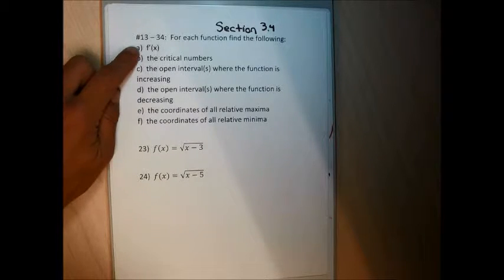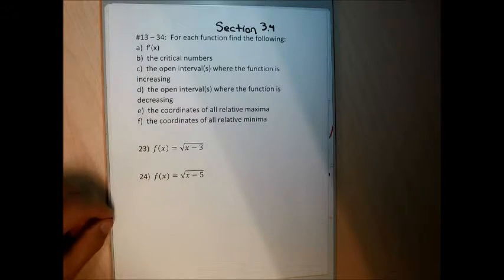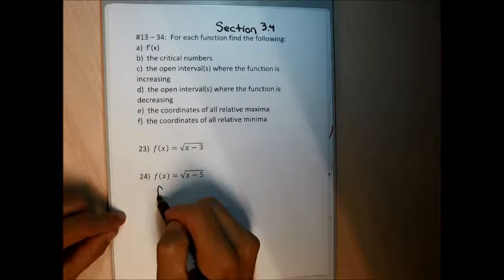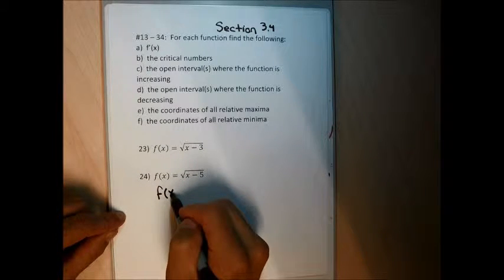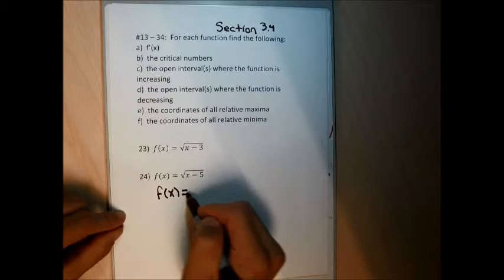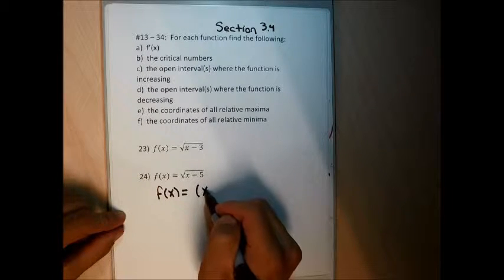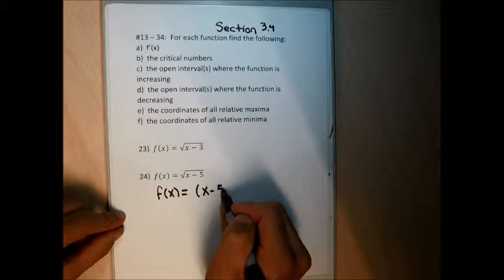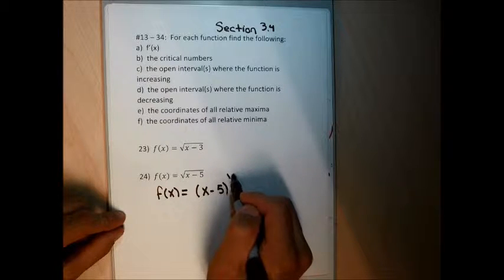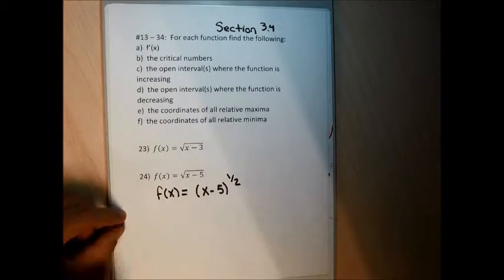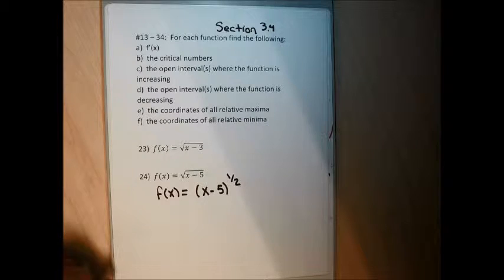Let me jump into this and get part A done real quickly. Part A wants me to find the derivative. In order to do the derivative, I should probably rewrite the problem without the square root, and square roots can always be changed into problems that have exponents of 1/2. So I'm going to rewrite this as f of x is x minus 5 to the 1/2 power.